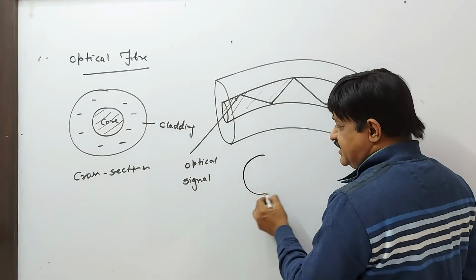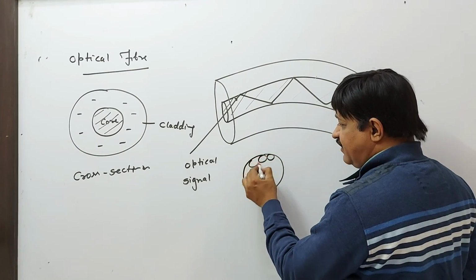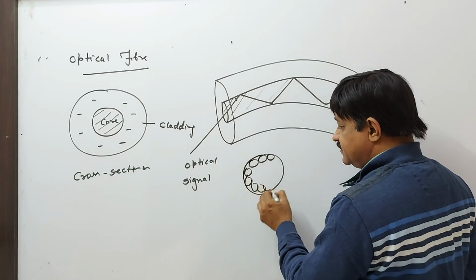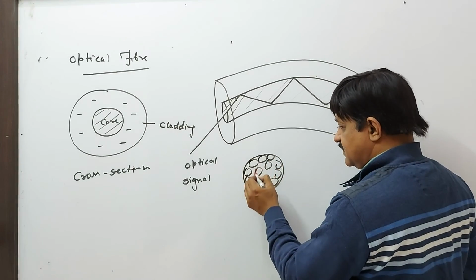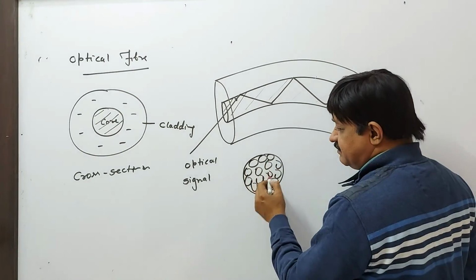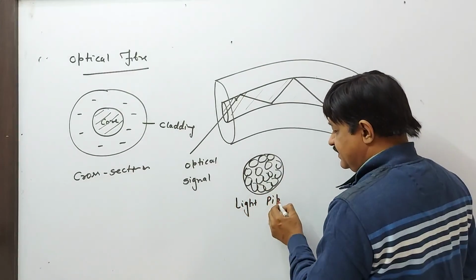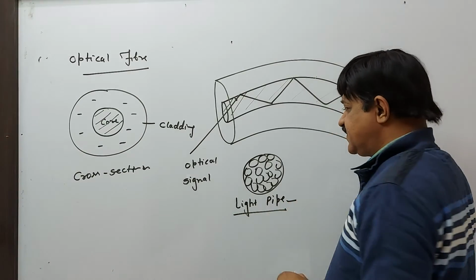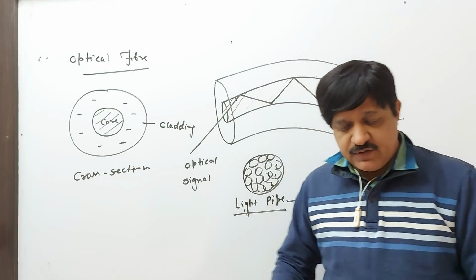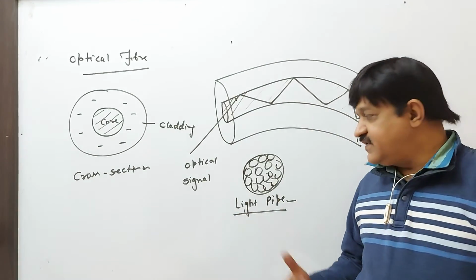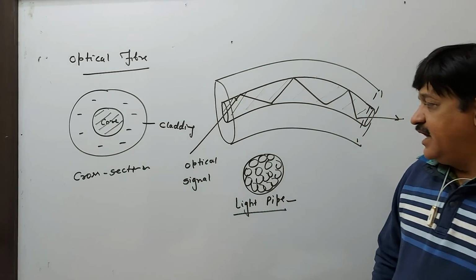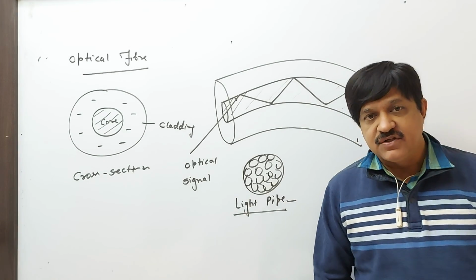If I put many optical fibers together in a very small space, and then send many signals together, then this is called a light pipe. A light pipe consists of so many optical fibers in a very narrow space, so that the maximum number of signals can be communicated in the same manner without any loss of energy.